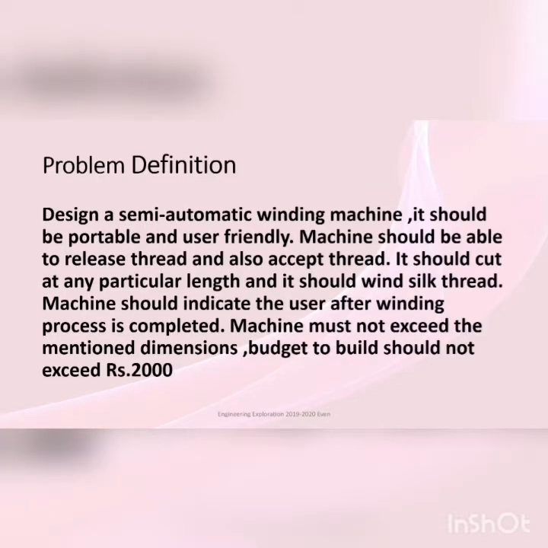Design a semi-automatic winding machine. It should be portable and user-friendly. The machine should be able to release thread and also accept the thread. It should cut at any particular length and it should wind silk thread. The machine should indicate to the user after the winding process is completed. And also the machine should not exceed the mentioned dimensions and should be under a budget of rupees 2000.